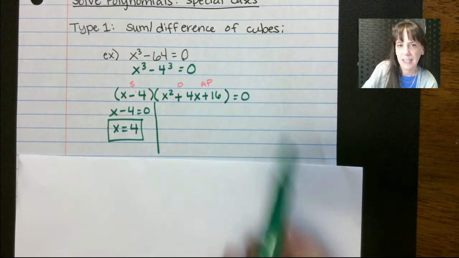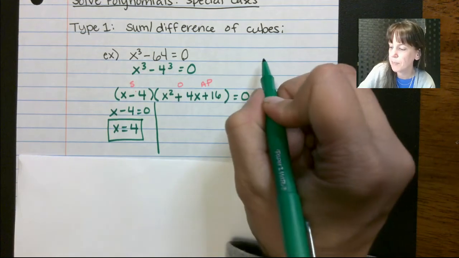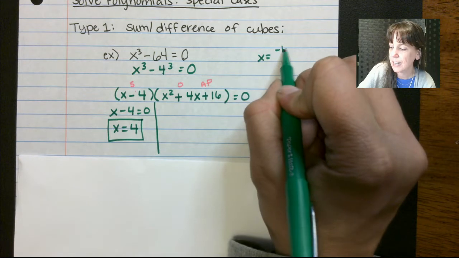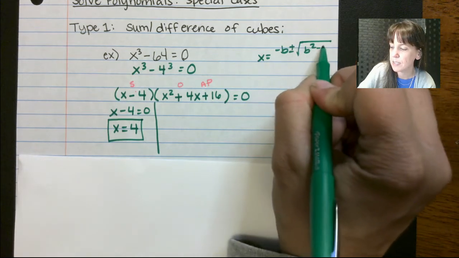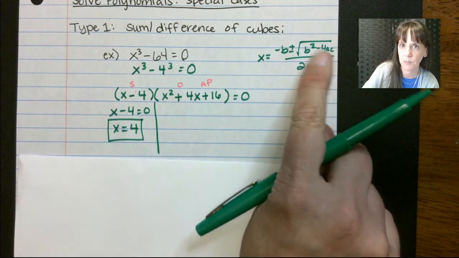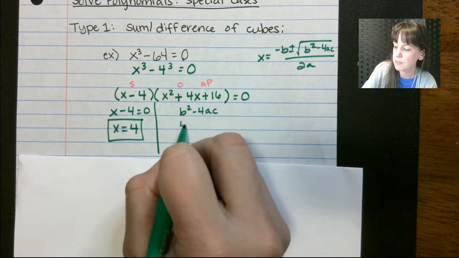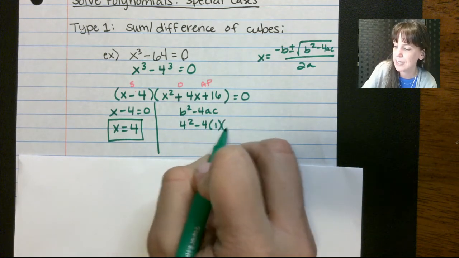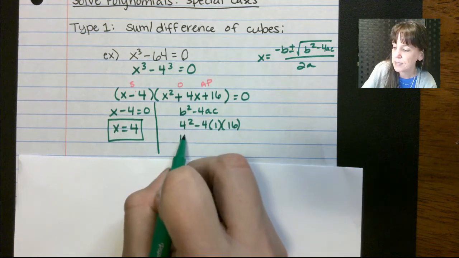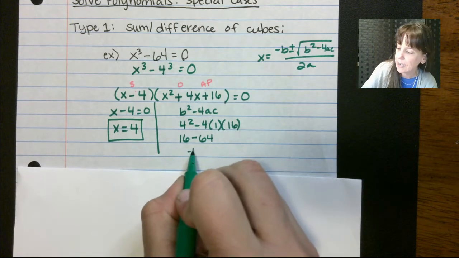Now, for this part, like I said, let's go ahead and use our quadratic formula, and I think that'll help you understand where I'm coming from. Our quadratic formula is x equals negative b plus or minus the square root of b squared minus 4ac, all divided by 2a. When I use my quadratic formula, I like to start with my discriminant, the stuff underneath, first: b squared minus 4ac, because that's where everybody makes their mistakes. So 4 squared minus 4 times 1 times 16. We have 16 minus, and 16 times 4 will give us 64, and then minus 16 on that. So we would get negative 48.